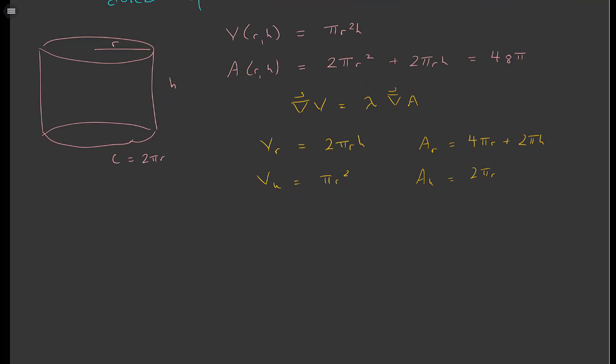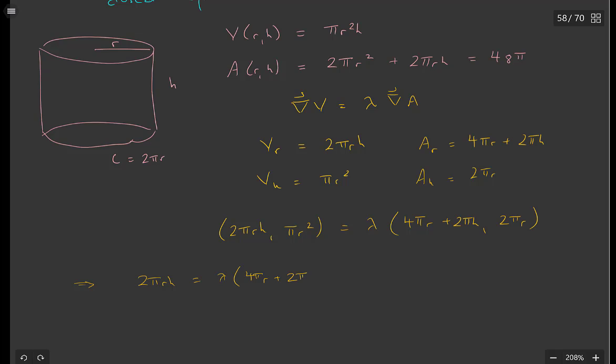If we write our equation relating the gradients in component form, it looks like (2 pi rh, pi r squared) is equal to lambda times (4 pi r plus 2 pi h, 2 pi r). This basically gives us two equations. First, 2 pi rh is equal to lambda times (4 pi r plus 2 pi h), and pi r squared is equal to lambda times 2 pi r.